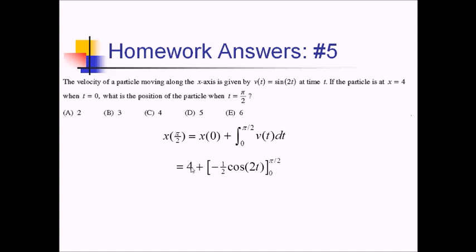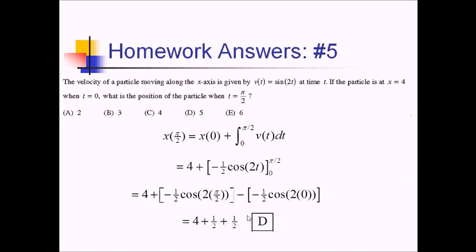So that's going to be 4 plus all of this with pi over 2 plugged in, minus all of this stuff with 0 plugged in. So that's 4 plus, and now this is really cosine of pi, which is going to be, let's see, negative 1, but we have a negative half times that. So that ends up being positive 1/2 for that first bracket there. Over here we have, let's see, cosine of 0, which is 1. That becomes negative 1/2, but this negative outside makes it positive again. So we have 4 plus 1/2 plus another 1/2, which all adds up to 5. Choice D.